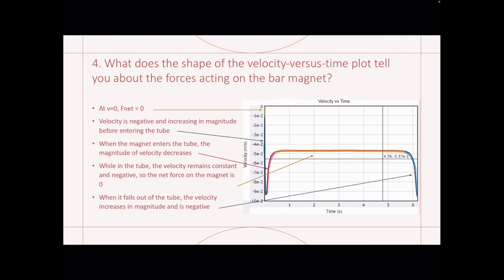Once the magnet leaves the tube in this last blue section, the net force is only the gravitational force acting on the magnet, so the velocity is increasing in magnitude and is negative again.